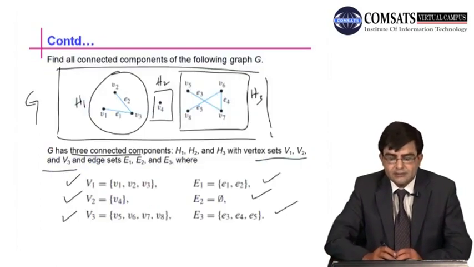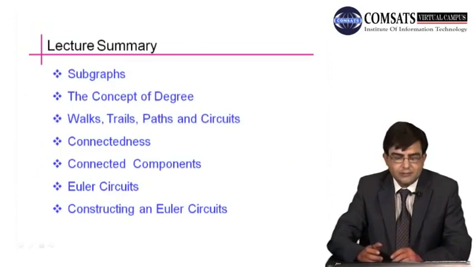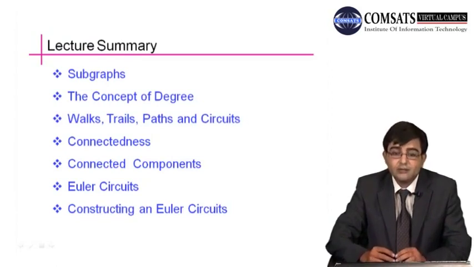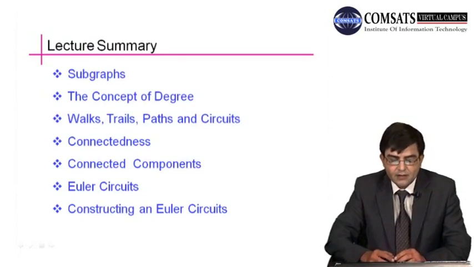So for today I think it's enough. So we summarize what we have studied today. Today we have discussed subgraphs and what is degree, how we calculate the total degree of a graph. We have discussed walks, trials, paths and circuits. And we have also discussed the connectedness of a graph and what the connected components of a graph are.